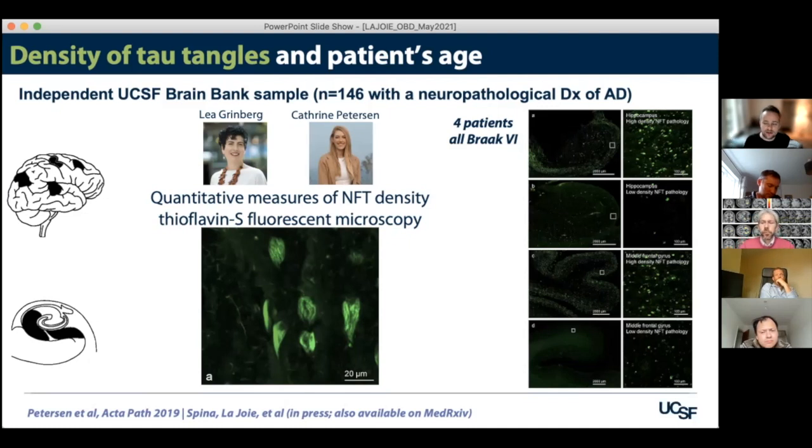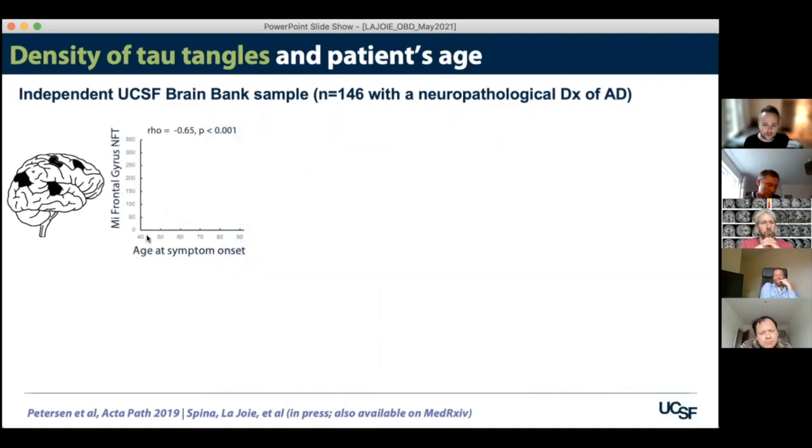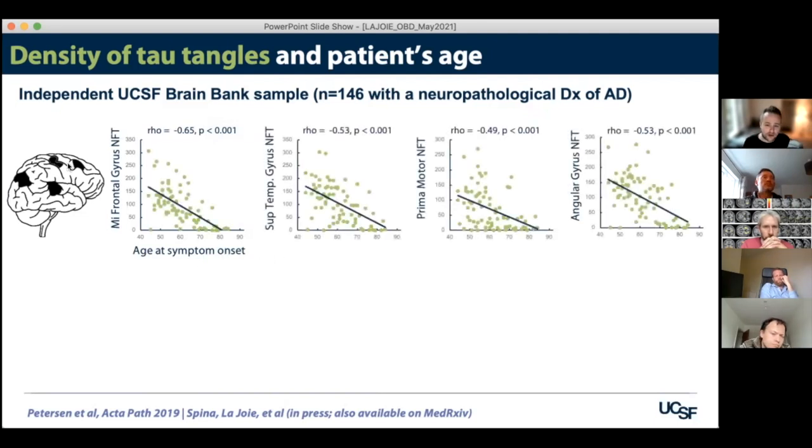And I think that we can expect that our measures in vivo might be reflective of the quantity of the pathology burden more than just where it is. And so when we used this quantitative measure, we look here again at age at symptom onset on the x-axis and the tau tangles on the y-axis. And for all these cortical regions, we see this very steep negative relationship, exactly like we saw with PET.